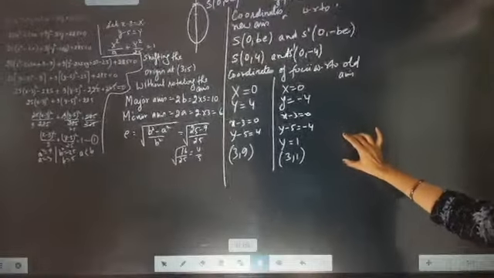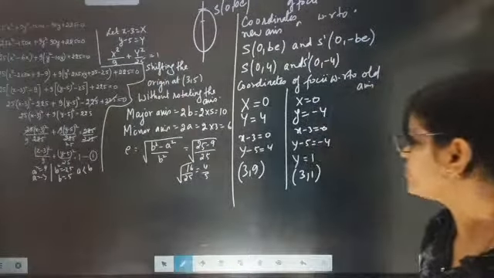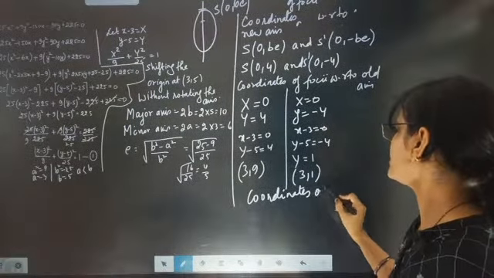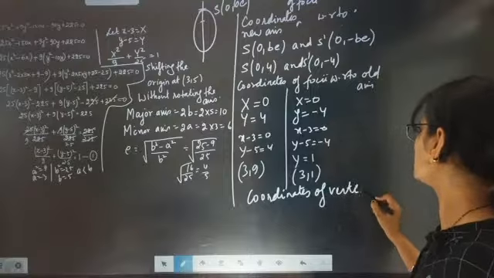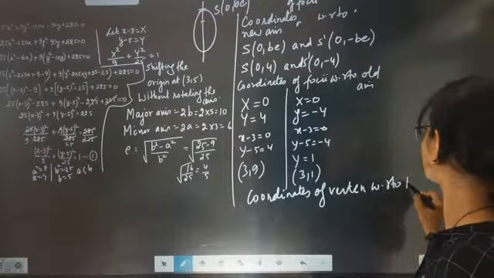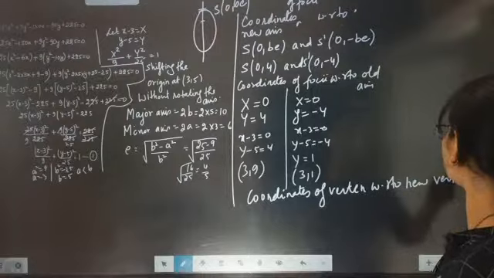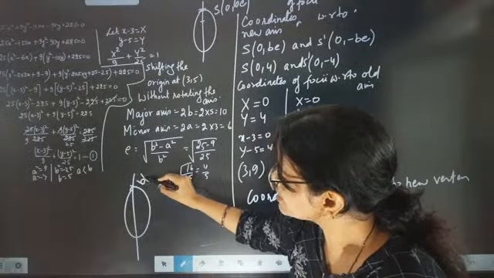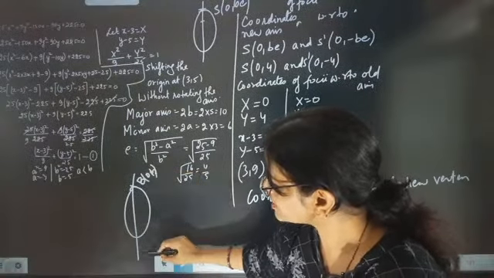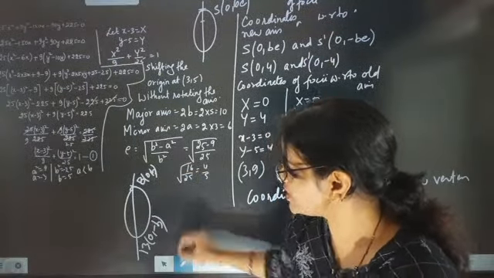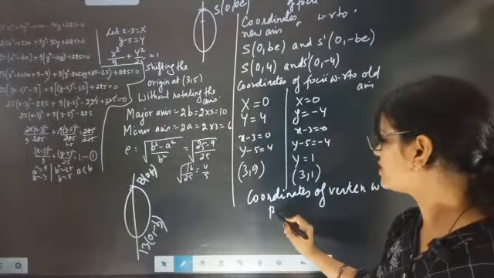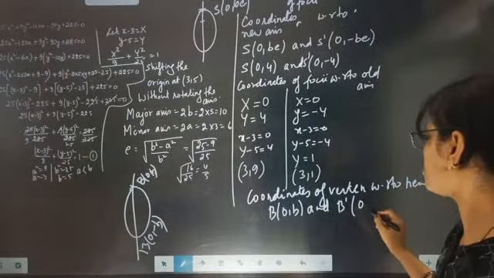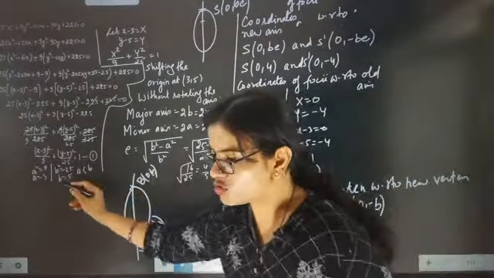Now we have to find the vertex. So we are going to write coordinates of vertex with respect to the new axis. Now beta, we know that for the standard one the vertex point will become B, that is 0 comma b, and B dash, which is 0 comma minus b. So what is b, beta? For you b is 5.